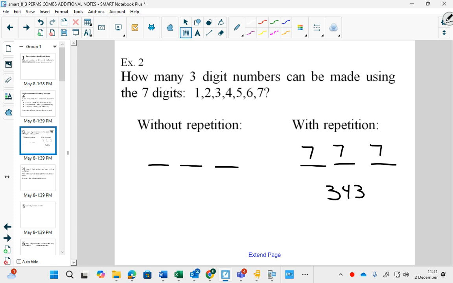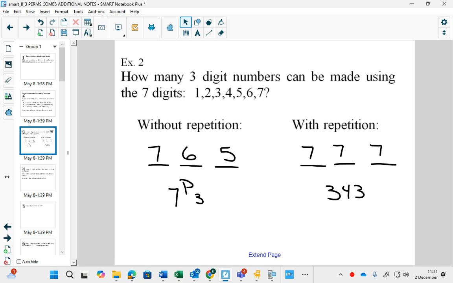Without repetition, you could pick any of the 7 numbers first, but then you don't know which one you used, but one of them is gone. How many choices do you have now? 6. And then 5. And we also learned that this was equal to 7P3 from before. That's your permutations notation. You have 7 objects, and you are placing 3 of them for permutations.